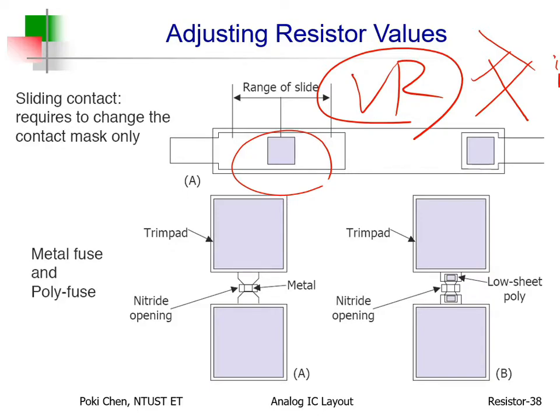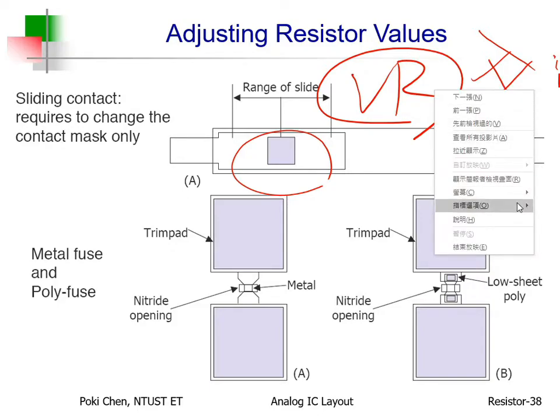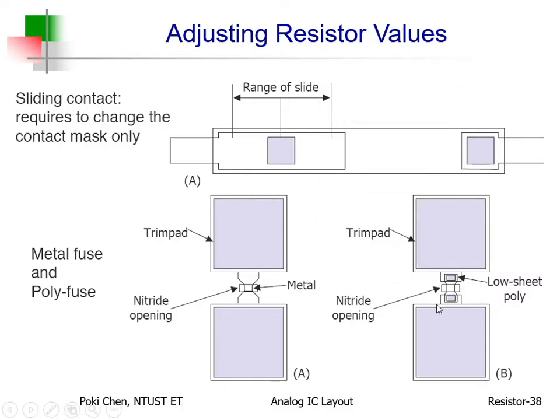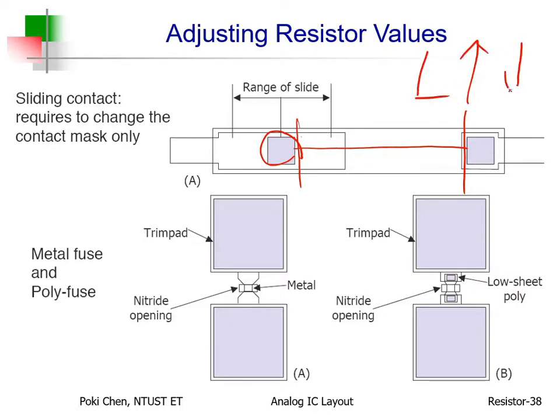Again, the length is from here to there. You can change this one to make the length longer or shorter, to change the real resistance. And the other one we call it fuse, 保险丝.